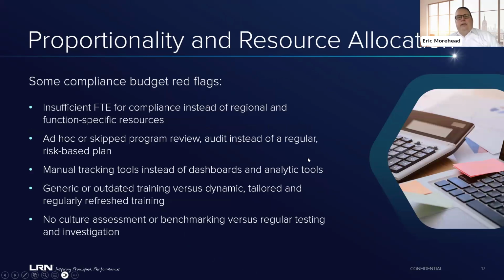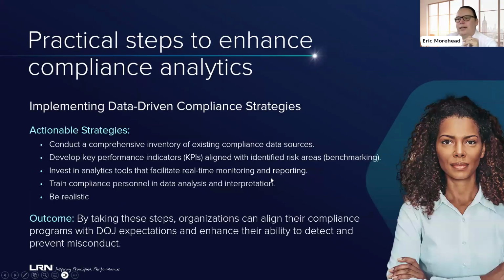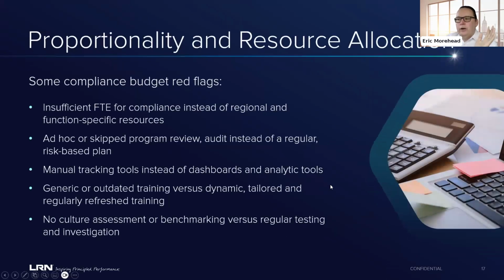Some red flags about proportionality here: insufficient headcount. You don't have regional or function specific resources, particularly in highly risky parts of your operation. Skipping program reviews or audits or risk assessments, or just not ever having them, not having a plan for them, is a red flag. Manual tracking, we already talked about that. Oh, sorry, and generic or outdated training.